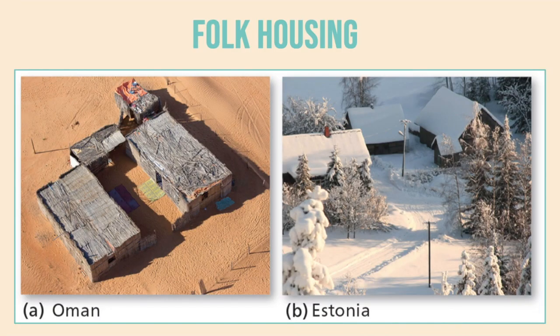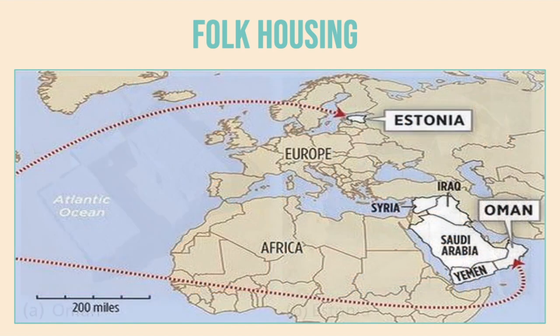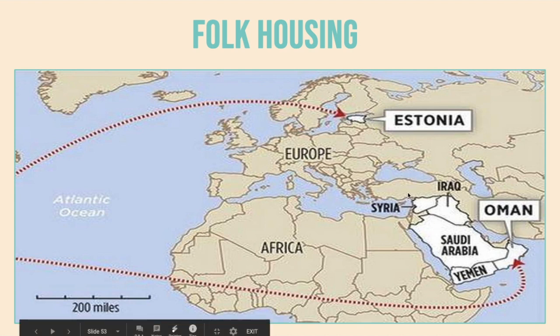So you can see some houses here in Oman and some in Estonia. In Oman, we've got some flat roofs, and in Estonia, we've got pitched roofs, right? Well, if you look at where these two countries are located, that makes sense. Oman is down here in the Arabian Peninsula. It's a desert. They're not getting a lot of precipitation, right? In Estonia, on the other hand, they're way up here, up near Scandinavia, so they're going to get tons and tons and tons of snow.